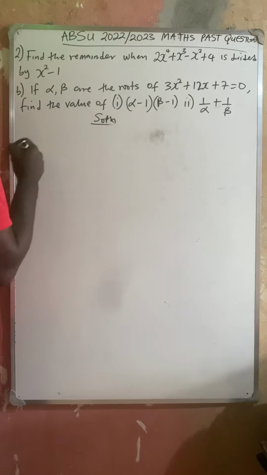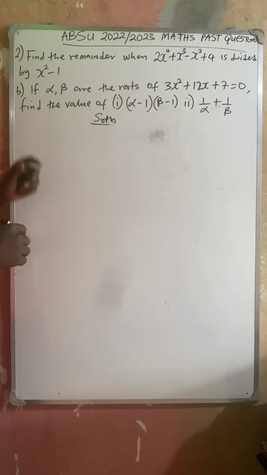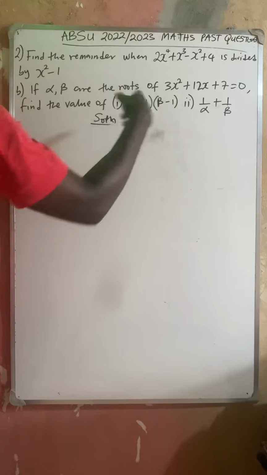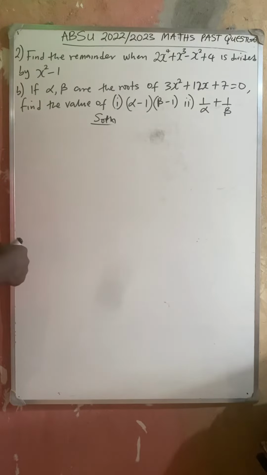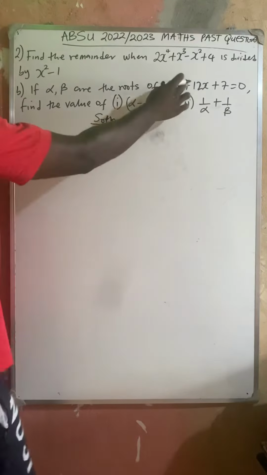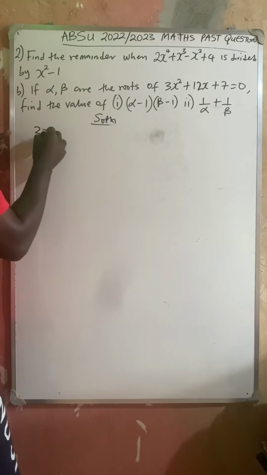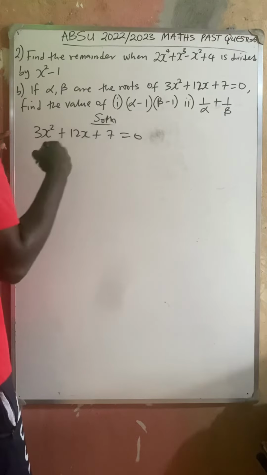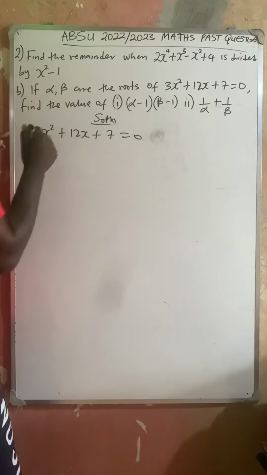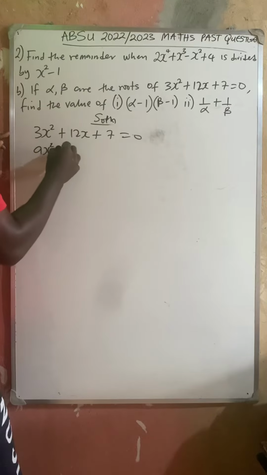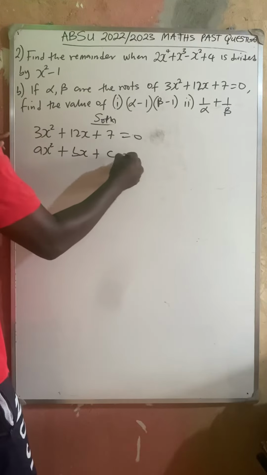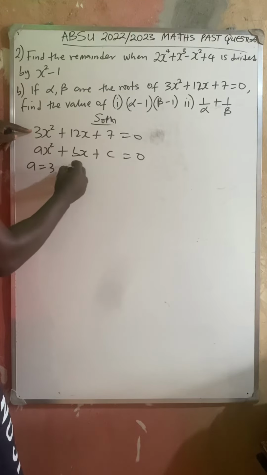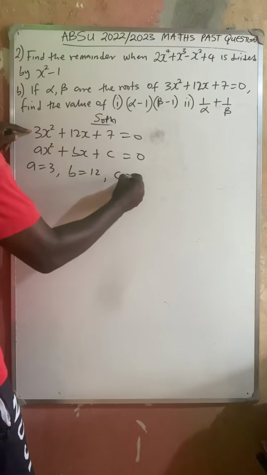Okay? So the next question, number 2, said, if alpha and beta are the roots of the equation this, they have to find this and this. Very simple question. I have done the video on my YouTube channel, the full topic. So I now have what they gave me: 3x squared plus 12x plus 7 is equal to 0. Now, according to quadratic equation, we know that we have ax squared plus bx plus c equal to 0. So this implies that a is equal to 3, b is equal to 12, and c is equal to 7.